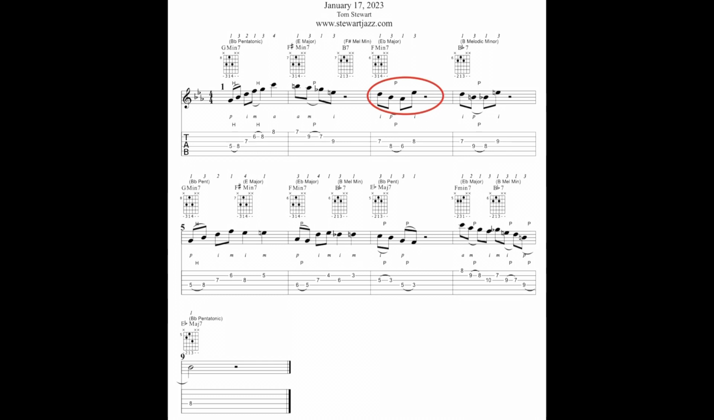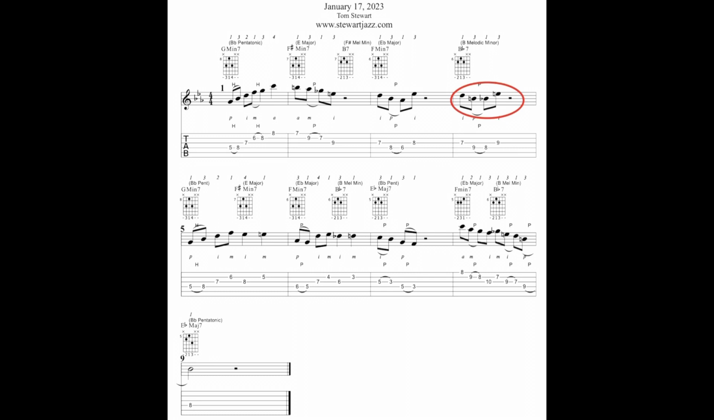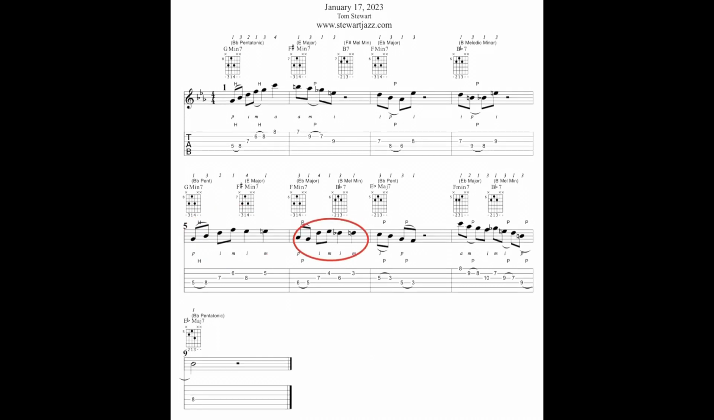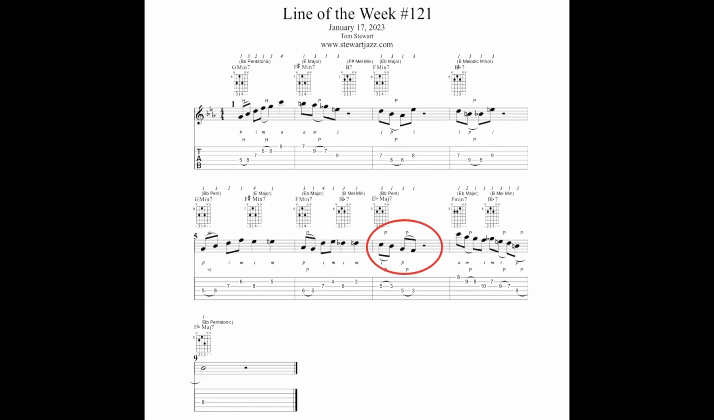In measure 4, you've got another fragment of the original motif. In measure 5, you've got the original motif again. In measure 6, you've got the original motif again. And then in measure 7, you've got a fragment of the original motif again.